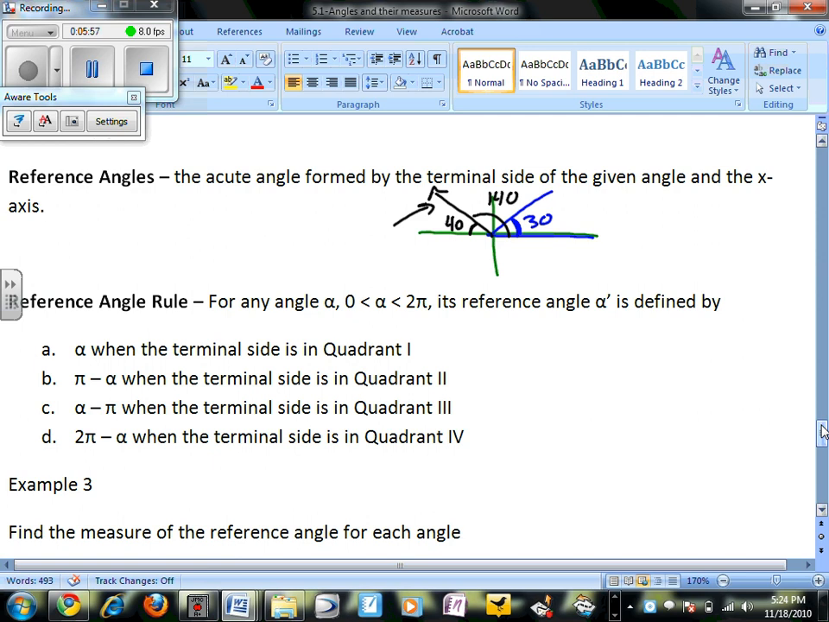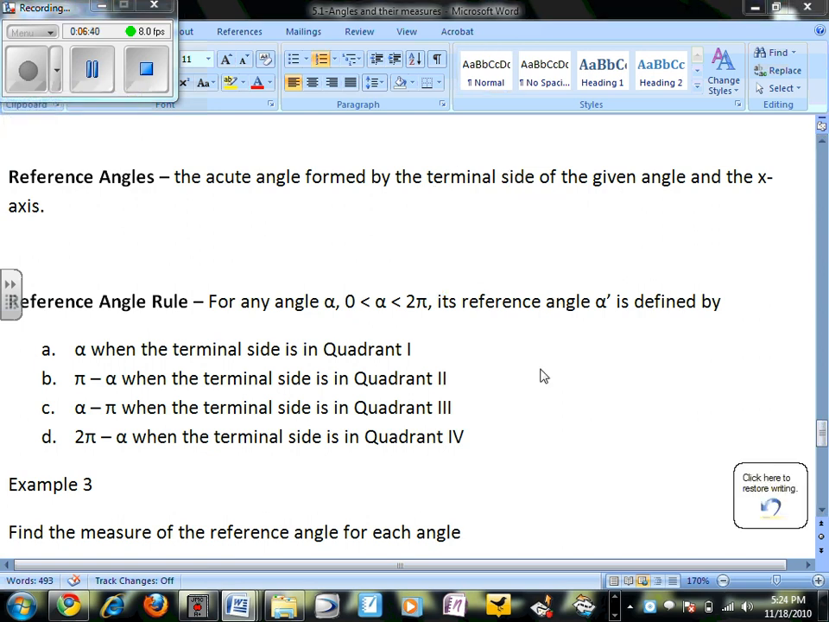You just go as close as you can to the x-axis. If I were to go this way to the x-axis, that'd be 140 degrees. But if I come down this way, it's 40 degrees. That's the reference angle, as close as you can get to the x-axis. If we had an angle down here like this, our reference angle would just be this little part right here. Same thing if we had an angle that came all the way over here, our reference angle would be right there.